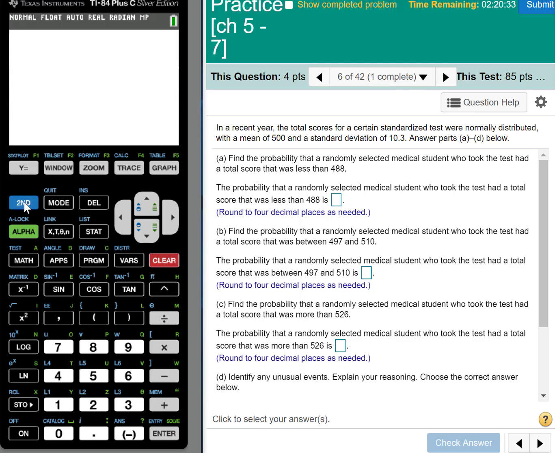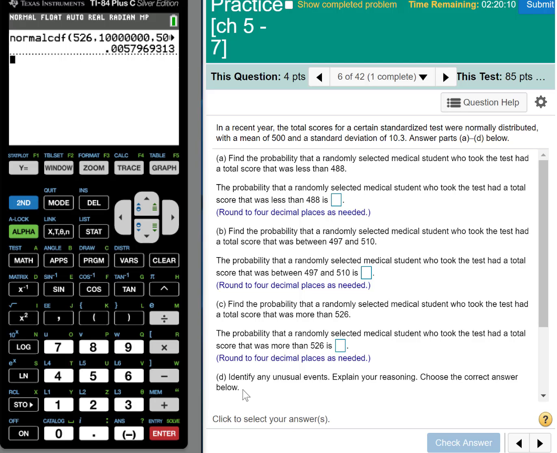Okay. Second, distribute. More than 526 means your minimum value is 526 and you have to go more than that, which is 1,000,000. Mean is 500 and standard deviation is 10.3. Here's the answer.